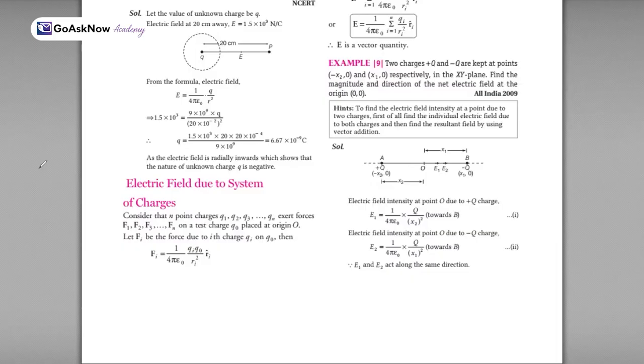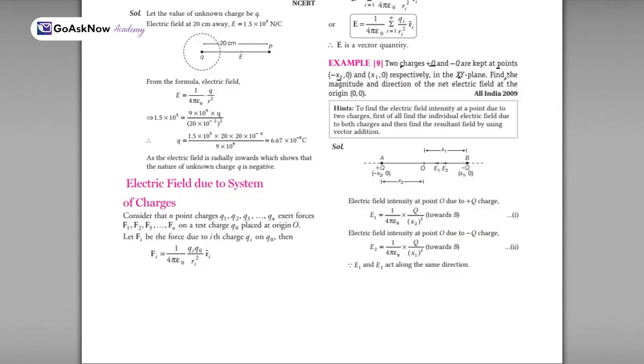We had just terminated our lecture before electric field due to a system issue. This was the last topic. So now we will see what this example 9 in your book is. It is given that two charges plus q and minus q are kept at points minus x2 comma 0 and x1 comma 0 respectively in the xy plane.